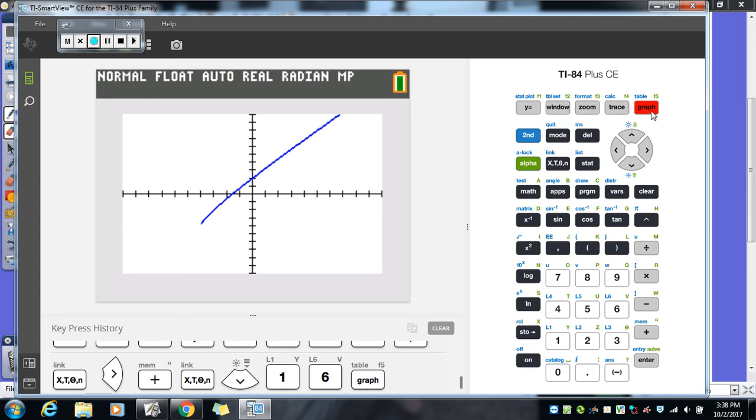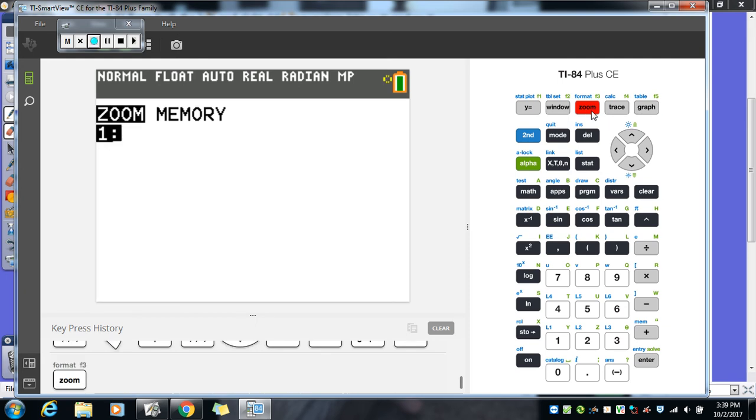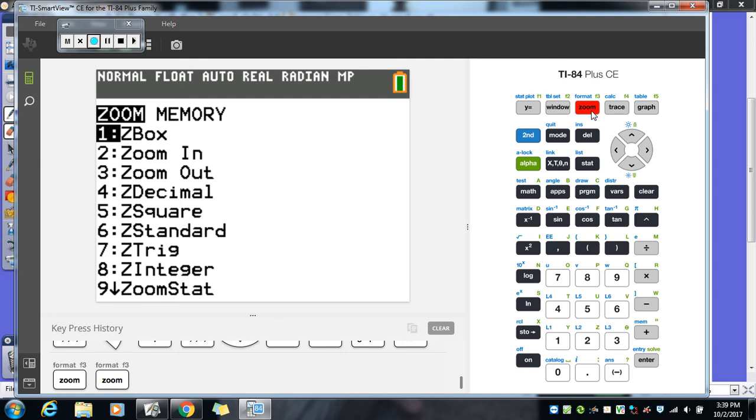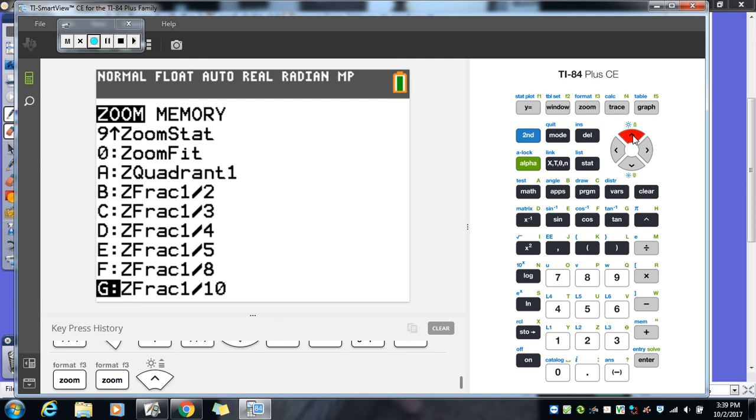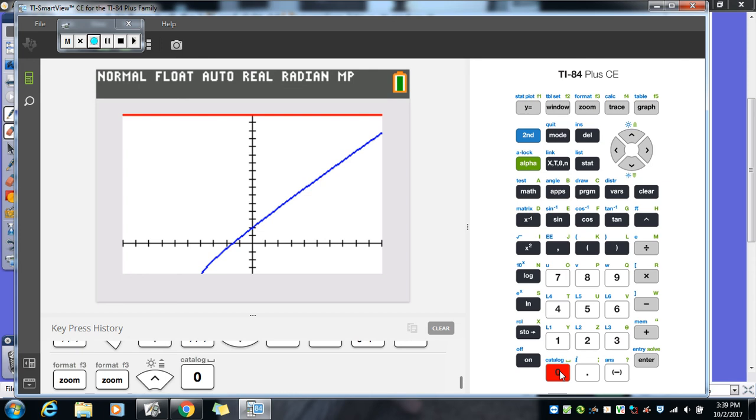So as you can see with our graph here, y2 didn't even show up. y2 should be a red line. It's not even there yet. So we're going to go to zoom, which is that third button up on the top. It's this red button here. You can see where I've pushed it. And then if you arrow up, you can see it right here. Zoom fit. It's option 0. So we're going to push a 0. And that's going to change our screen so that you can actually see things.